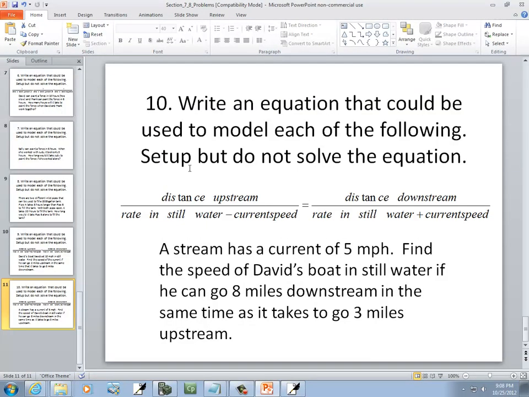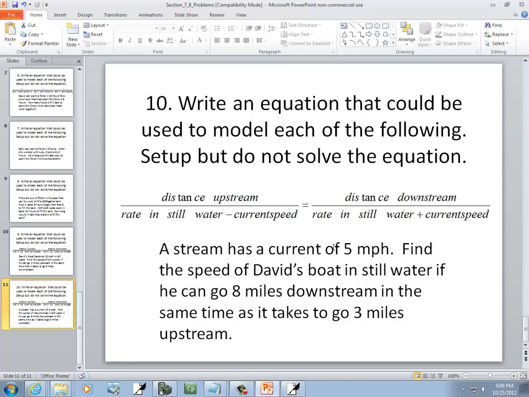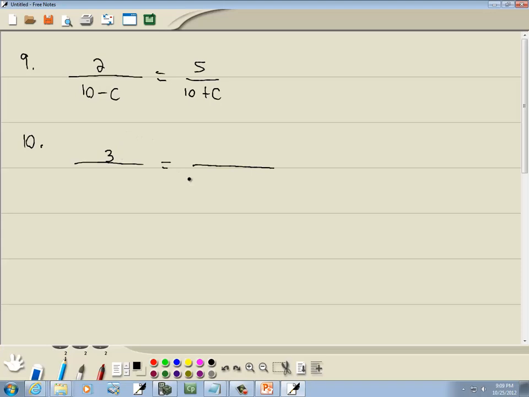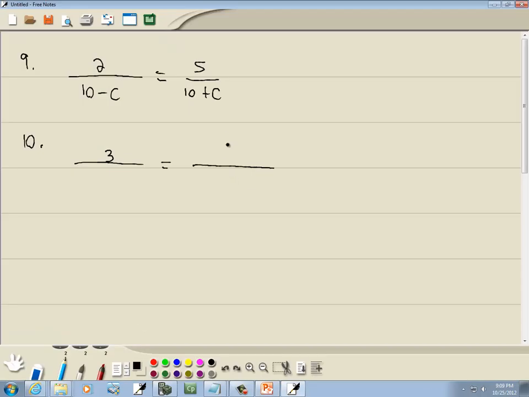Okay, last one. Write an equation that can be used to model each of the following. Same setup. A stream has a current of 5 miles per hour. So that's our current speed. Find the speed of David's boat in still water, if he can go 8 miles downstream in the same time as it takes to go 3 miles upstream. Well, distance upstream is 3. And 8 miles downstream, so that would be 8.